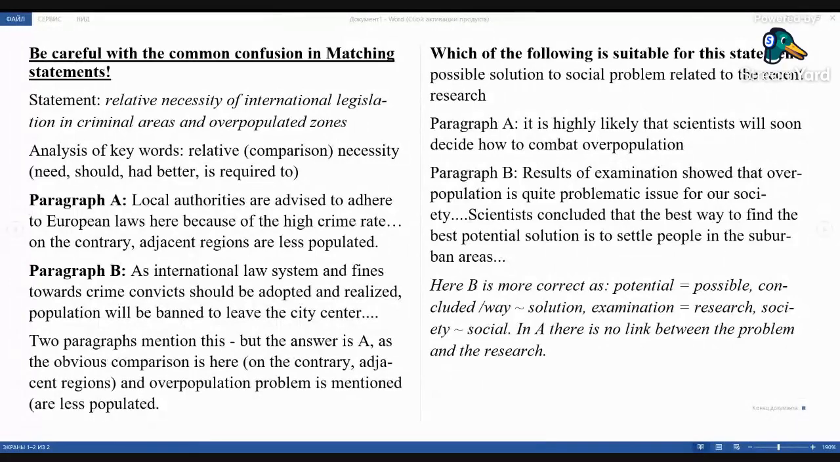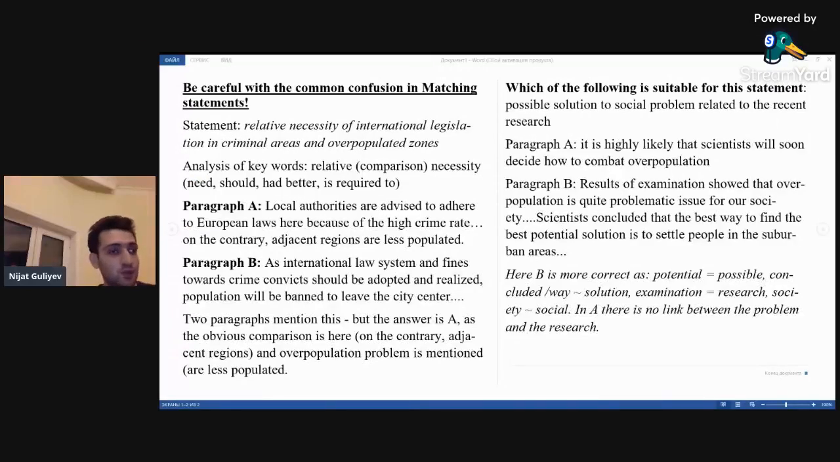Well, thank you for watching this video. I think that this video was very useful for you, and you'll actually know how to find the appropriate paragraph when you are between two options, and you will decide how to find the most appropriate one.